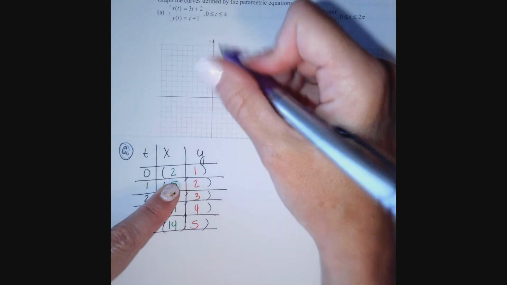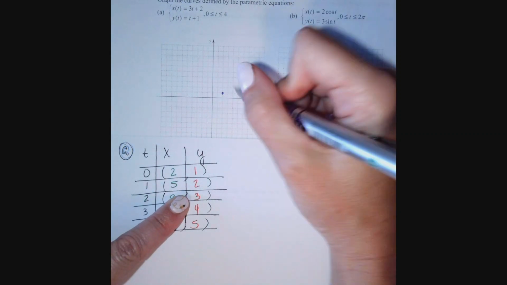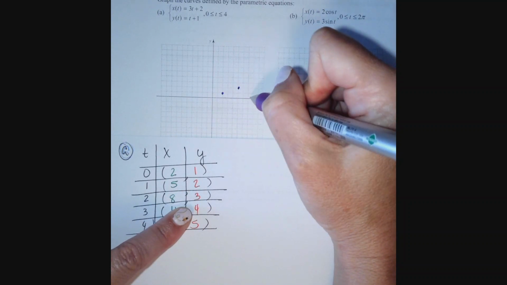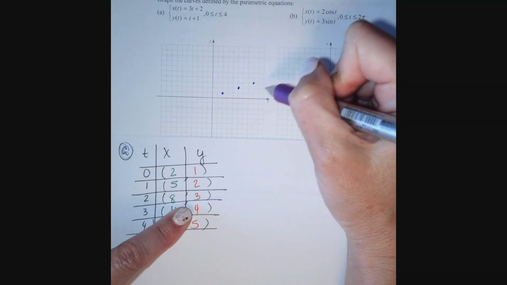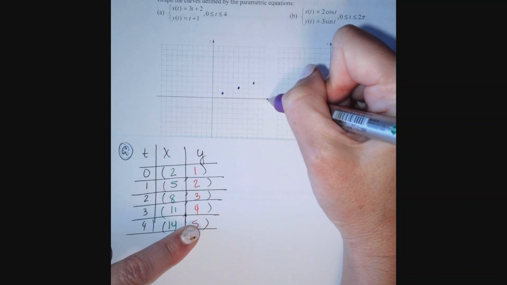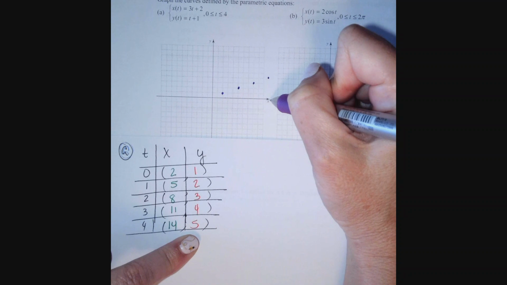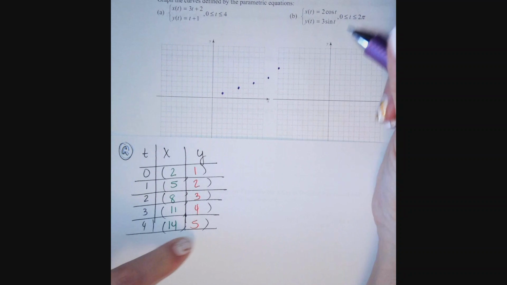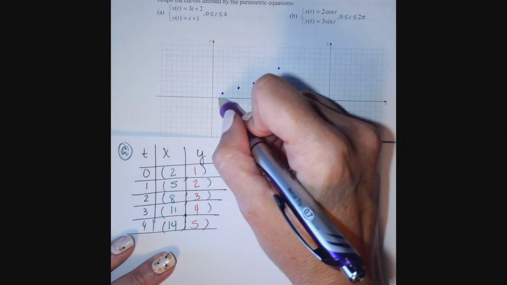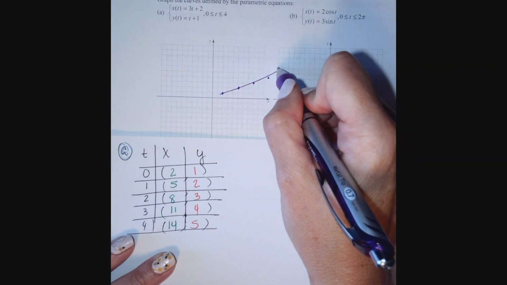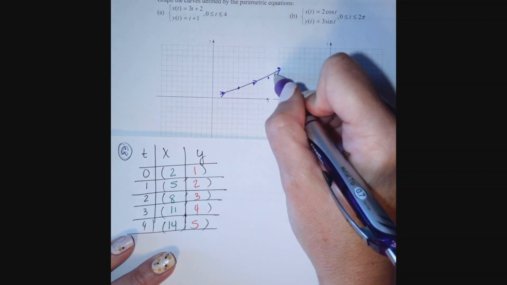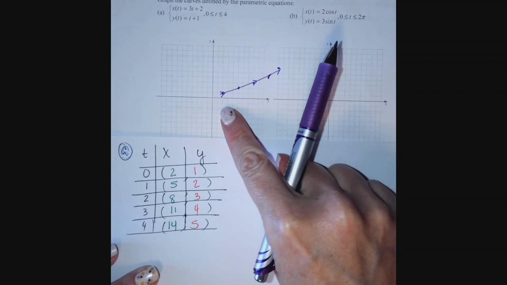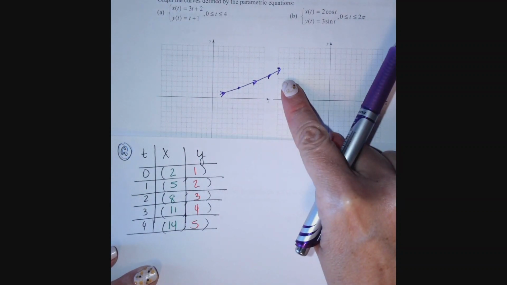So my first point is at 2, 1. My second point is at 5, 2: 1, 2, 3, 4, 5, up 2. And then I go 6, 7, 8, up to 3. I go 9, 10, 11, up to 4. And then I go 12, 13, 14, up to 5. So that should have been, I think, a straight line. I did not do a very good job of guessing that point. So this motion goes from left to right and upwards.